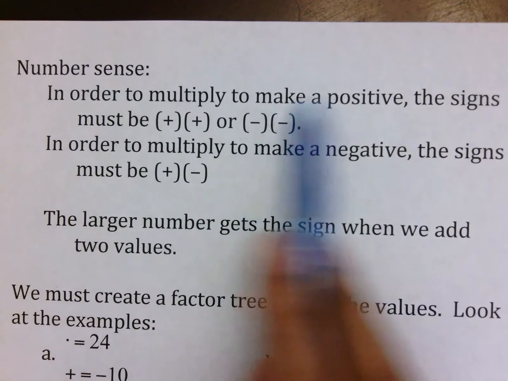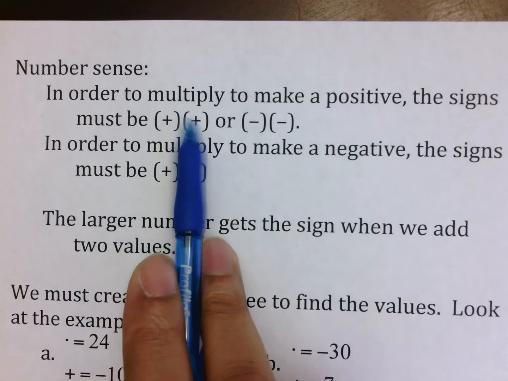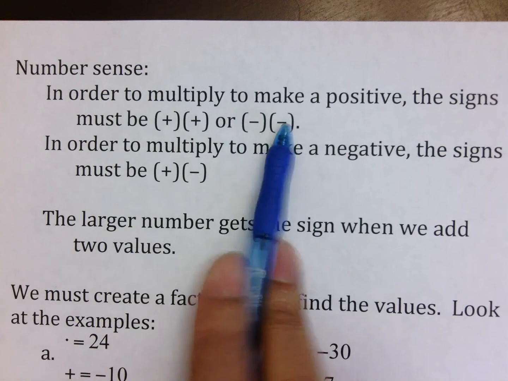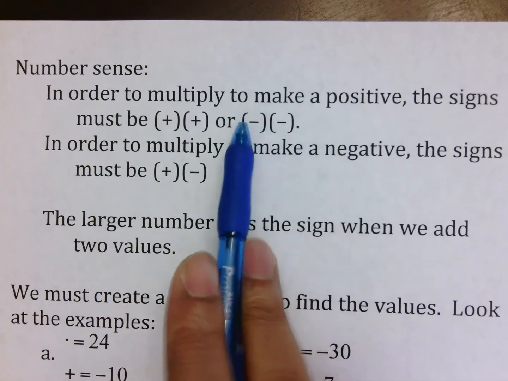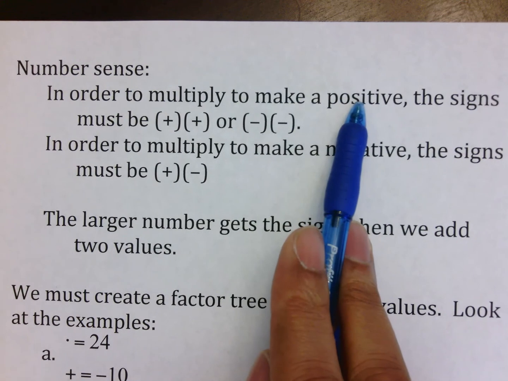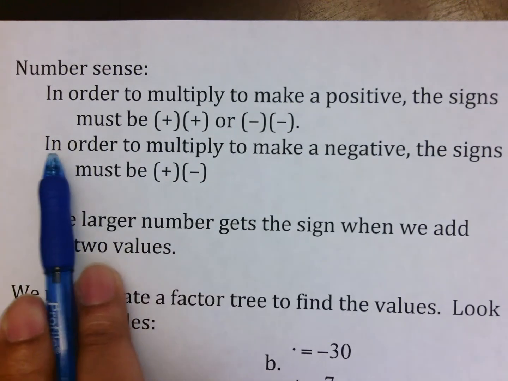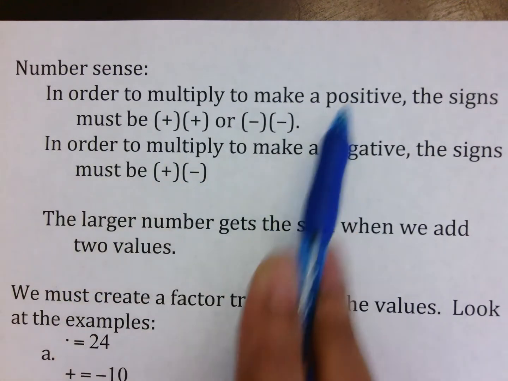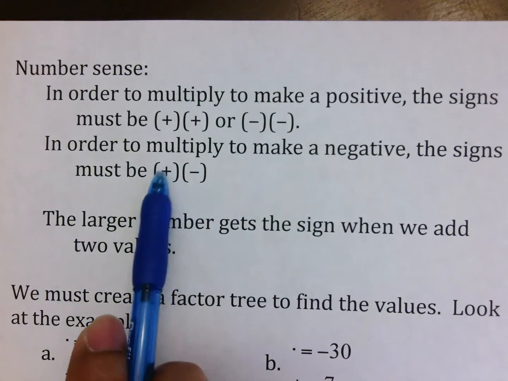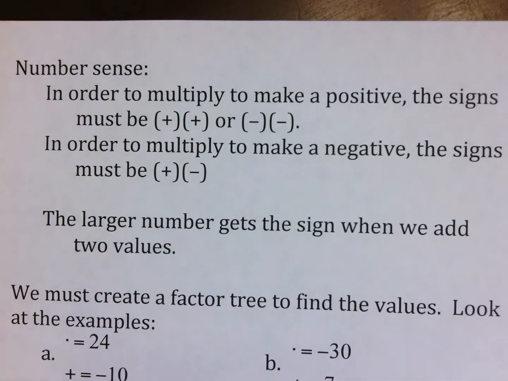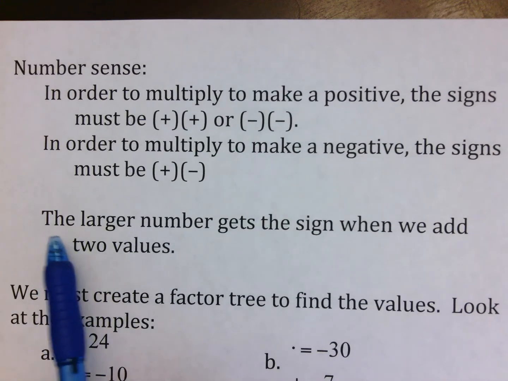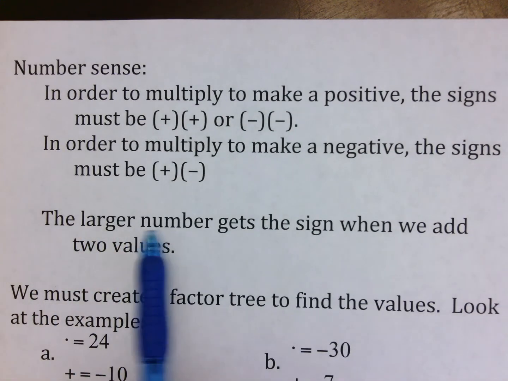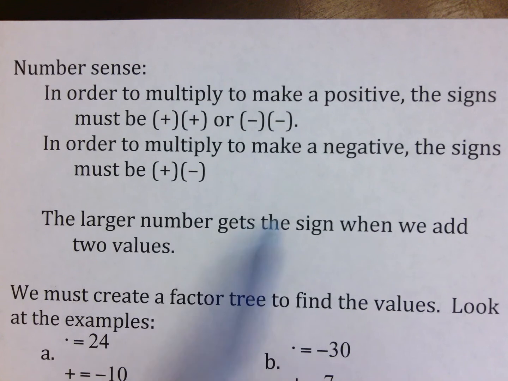In order to multiply to make a positive number, it means it's either positive times positive or negative times negative, because as we know, a positive times a positive is positive, and a negative times a negative is also positive. The second number sense thing you've got to keep in mind is if it doesn't make a positive number, if it makes a negative number, then the signs must be opposite, so one must be positive and the other one must be negative. The last thing in terms of your plus part is that whenever you add 2 numbers, the larger number always gets the sign.